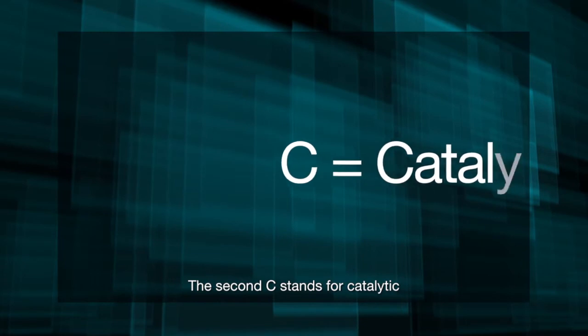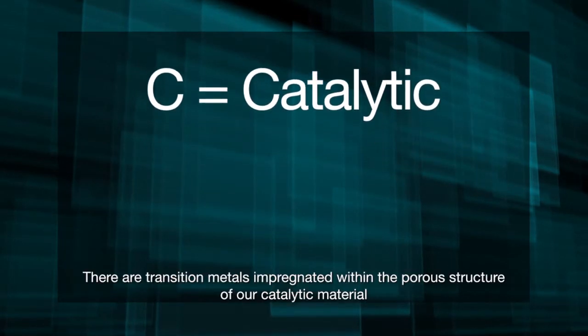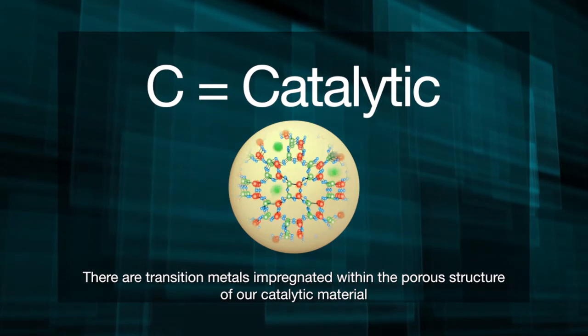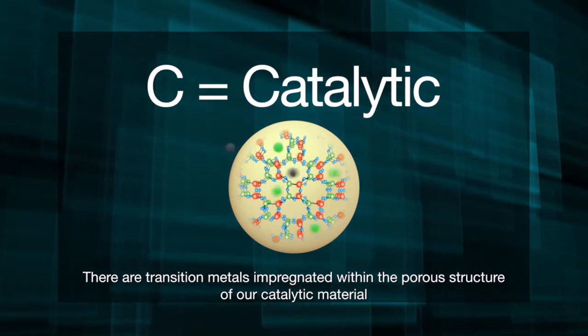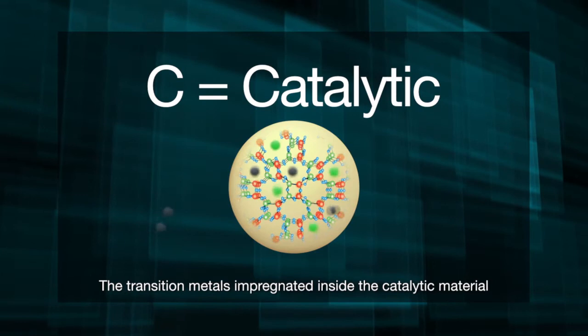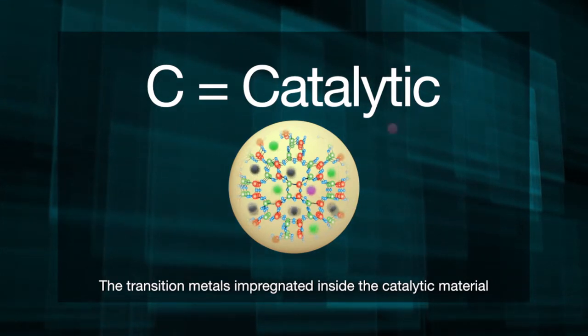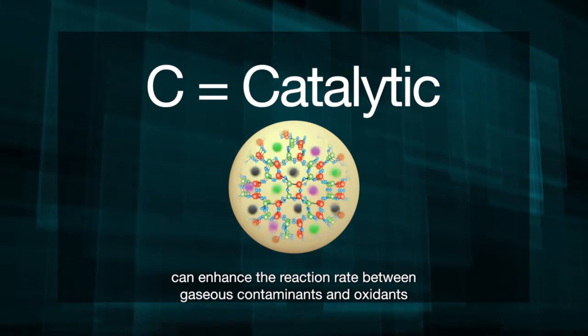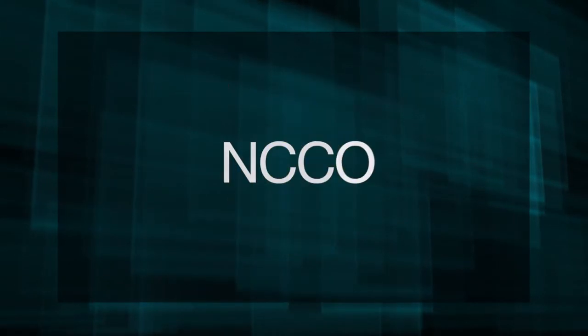The second C stands for catalytic. There are transition metals impregnated within the porous structure of our catalytic material. The transition metals impregnated inside the catalytic material can enhance the reaction rate between gaseous contaminants and oxidants.